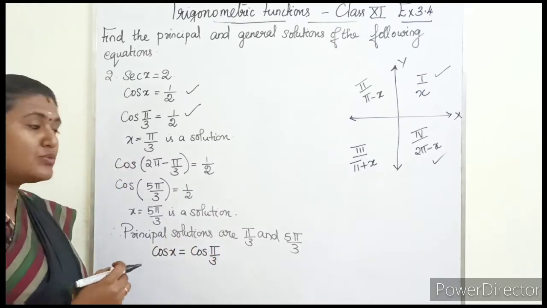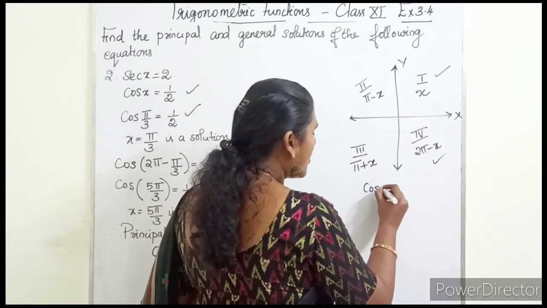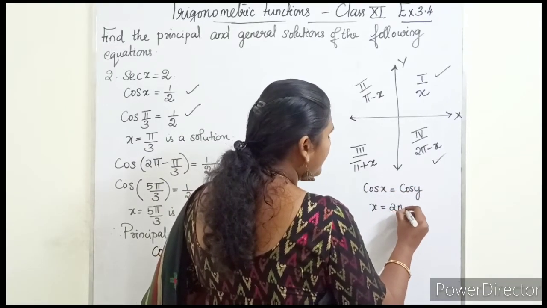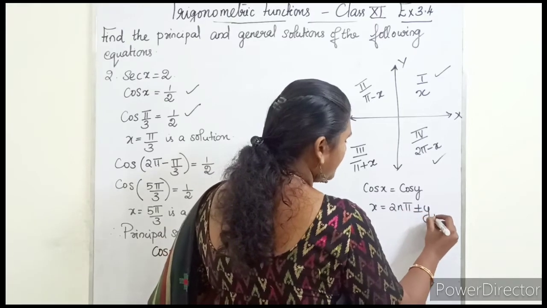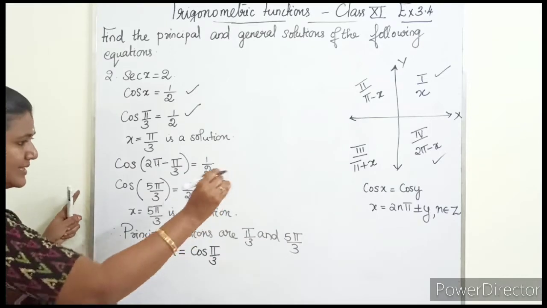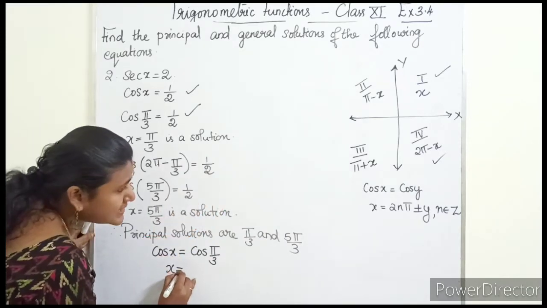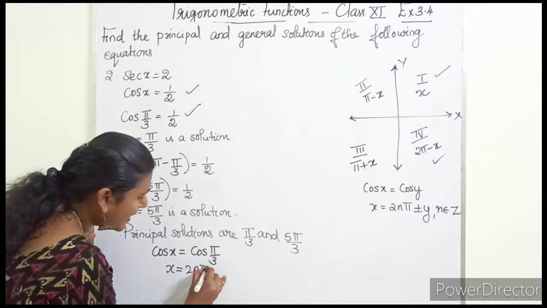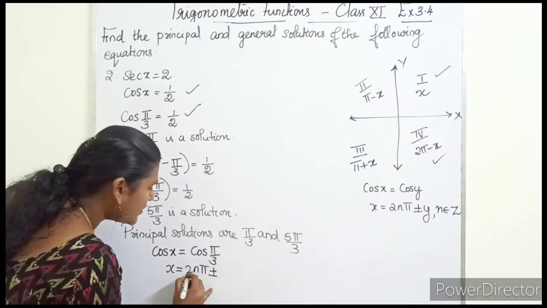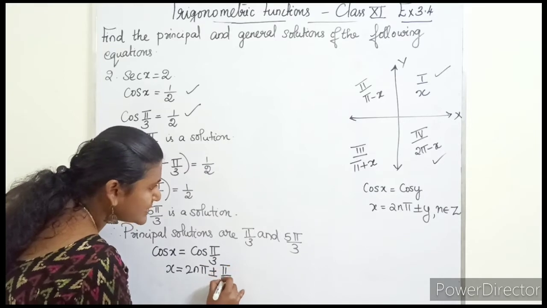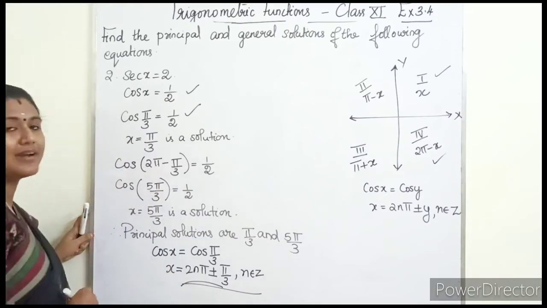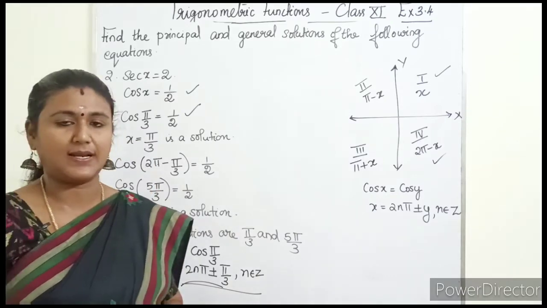Now we will use the theorem. What is the theorem? If cos x is equal to cos y, then x is equal to 2nπ plus or minus y, where n belongs to Z. So this is the theorem. Using this theorem, x is equal to 2nπ plus or minus, what is the value of y here? π/3. So x = 2nπ ± π/3, where n belongs to Z. So this is the general solution of the given equation.